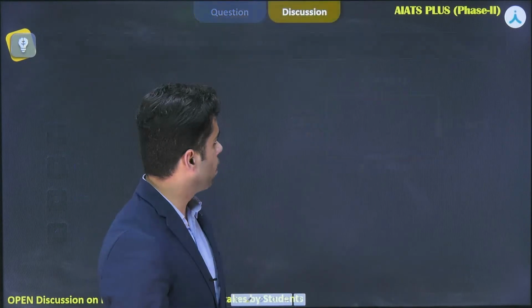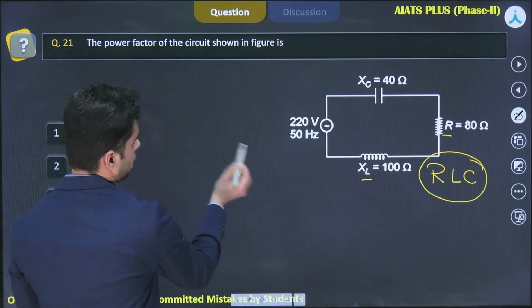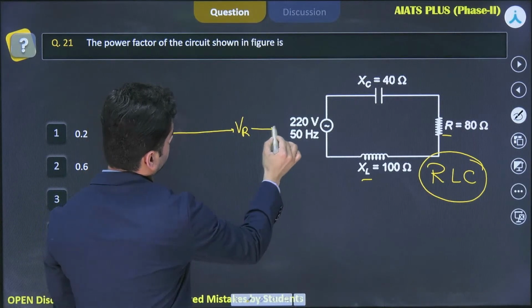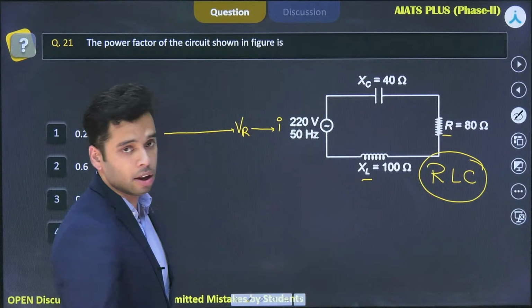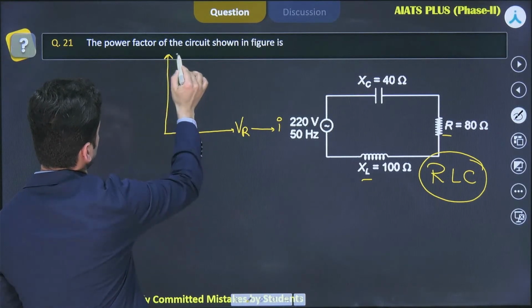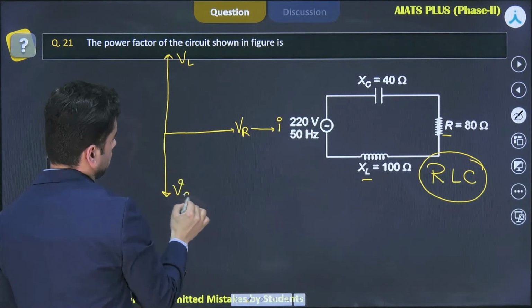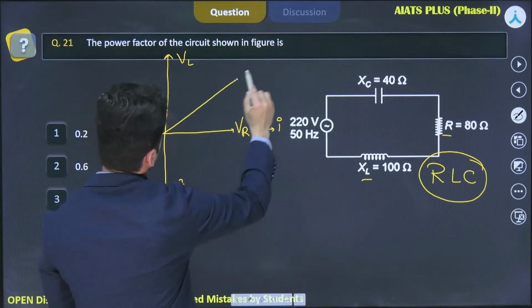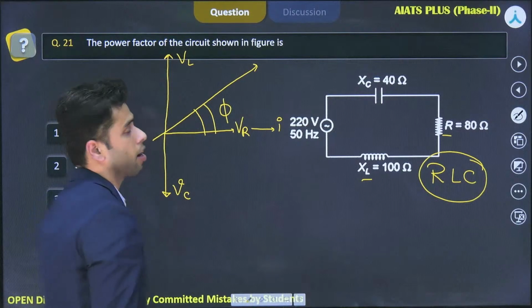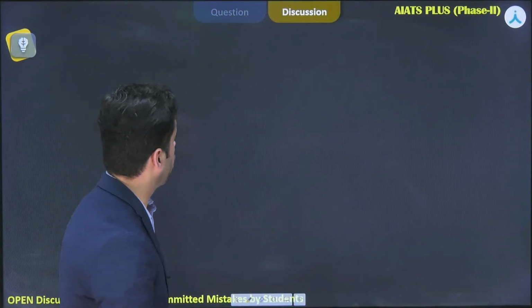So let us first calculate the phase difference between the current and the voltage. So if I try to draw the phasor diagram, this is VR and current will be in this direction only, right? And voltage across inductor varies by a phase difference of pi by 2. So VL will be here, and let's talk about VC. It comes over here. So net voltage comes over here, and this angle is known as the phase difference between the current and the voltage. And we can use the same concept for the impedance triangle also.